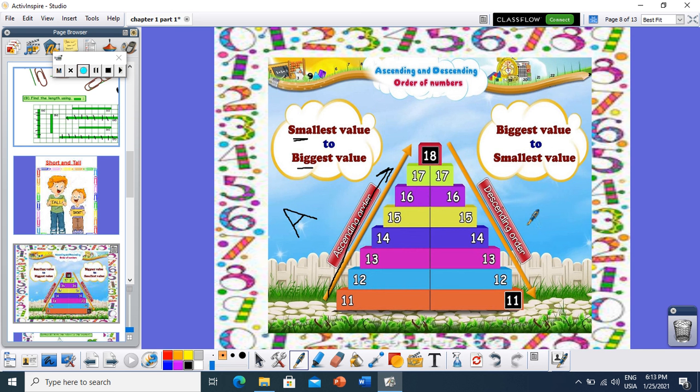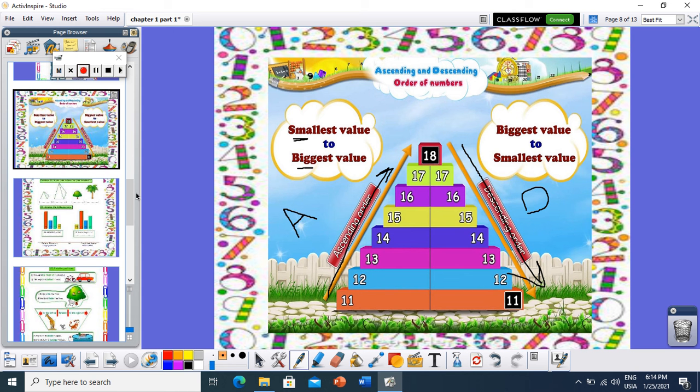But descending starts with letter D. D for what? D for dinosaur. And the dinosaur is big. So I will start arranging the numbers from the biggest to the smallest. So to be clear, let's solve these examples.